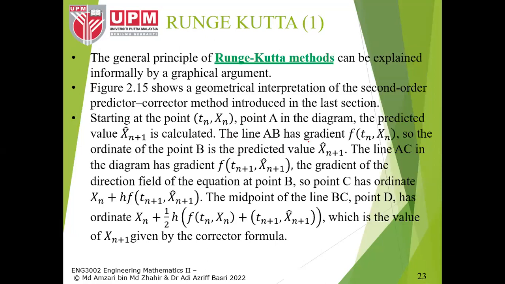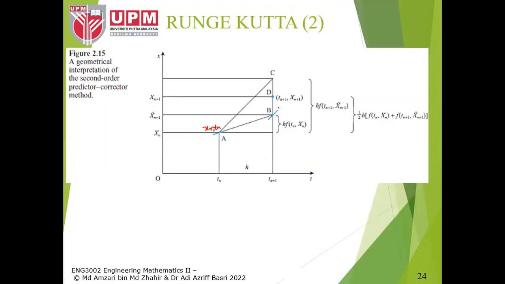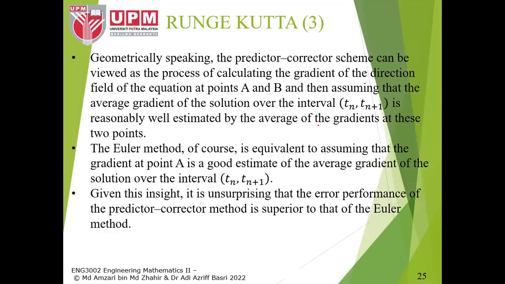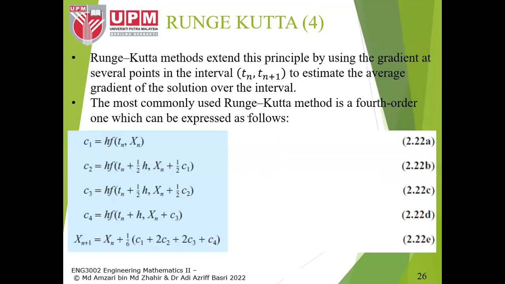Okay, it means that the line AB has a gradient of f Tn, xn. So the ordinate of B is the prediction of xn plus 1. Then the next line AC has a gradient of f Tn plus 1, xn plus 1. Then the gradient of the direction field at B, and C as an ordinate. So it calculates the average from this one to this one. For example, C and B, they are calculated in half of it, so you will get the equation. Okay, so we go directly.